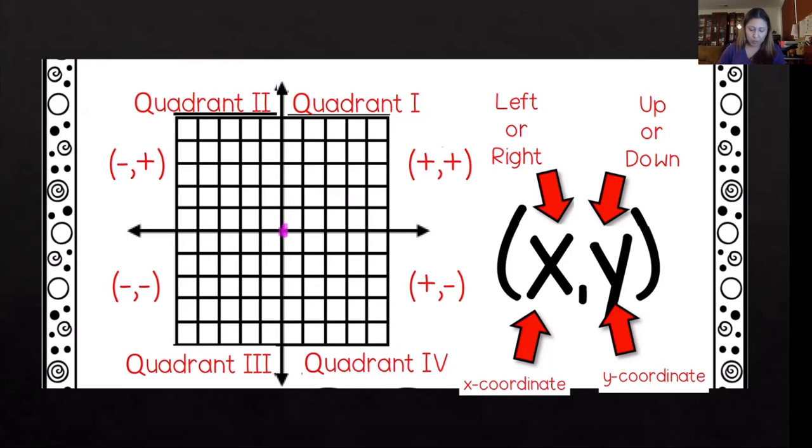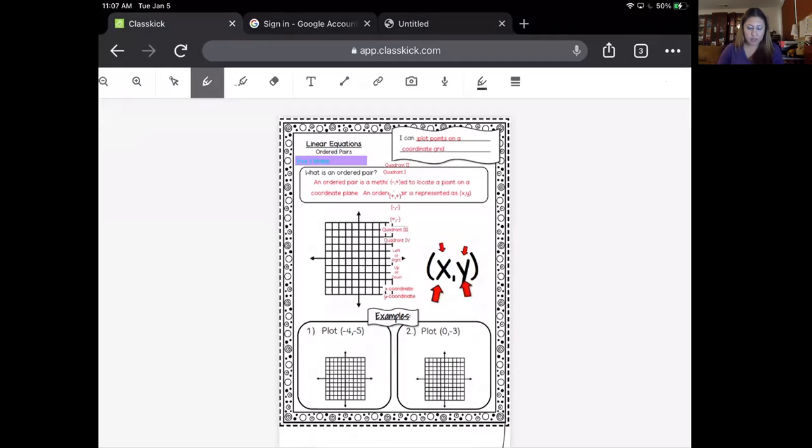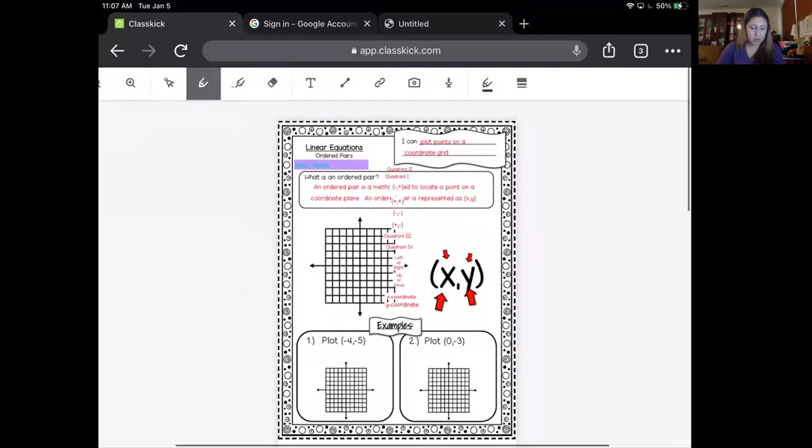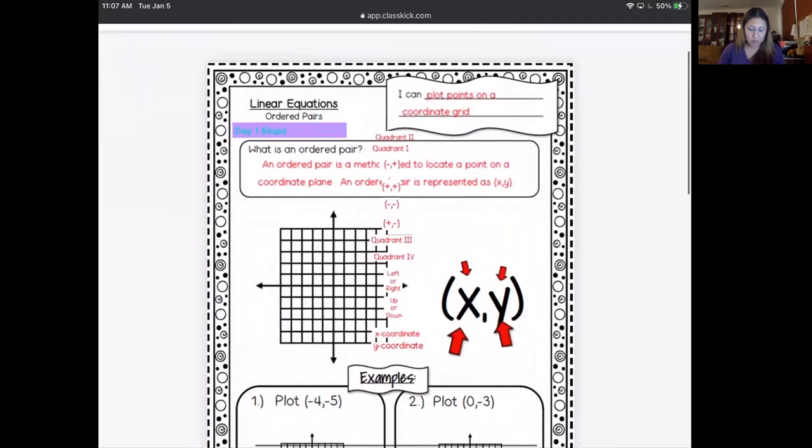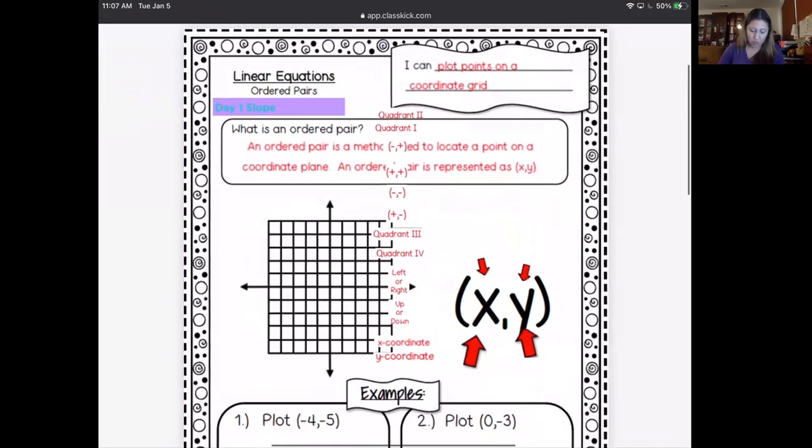So let's pull up our assignment and we can start moving some of these guys. So my Y coordinate is going to go here. X coordinate is going to go here. What goes up and down? That's going to be my Y. What goes left and right? That's going to be my X.